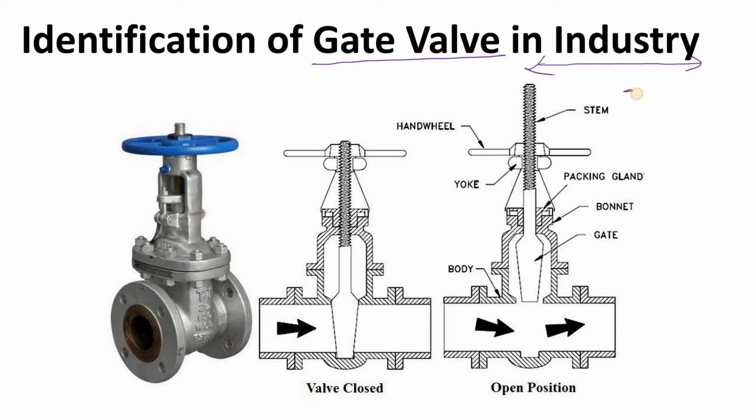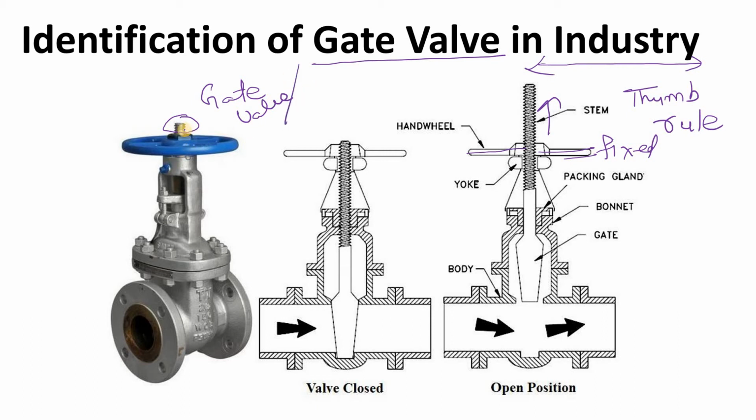There is one thing, simply a thumb rule: when this hand wheel is constant, or we can say fixed, and this stem goes upward, meaning this hand wheel does not go upward along with this stem and only the stem goes upward, then you can say this type of valve is a gate valve. Here you can see that the stem is going upward, so this is a gate valve. Otherwise, if it does not happen, meaning the stem and wheel are fixed together, then that valve will be a globe valve.